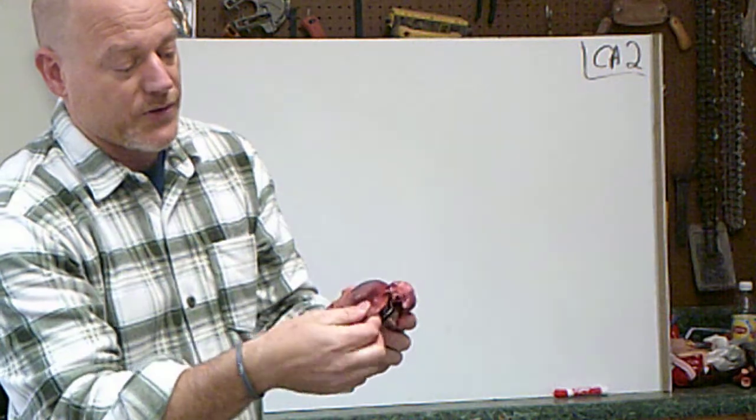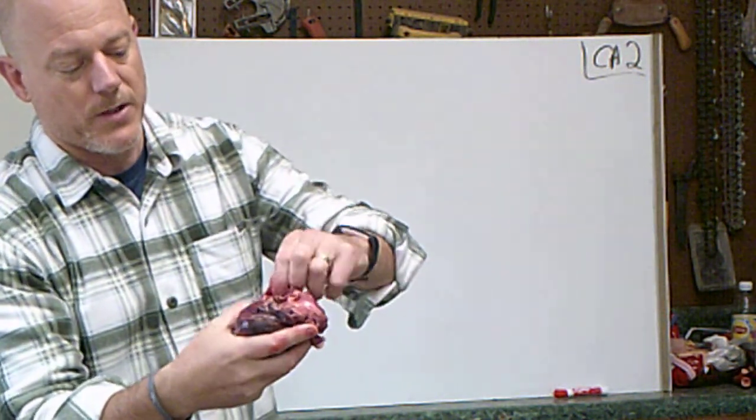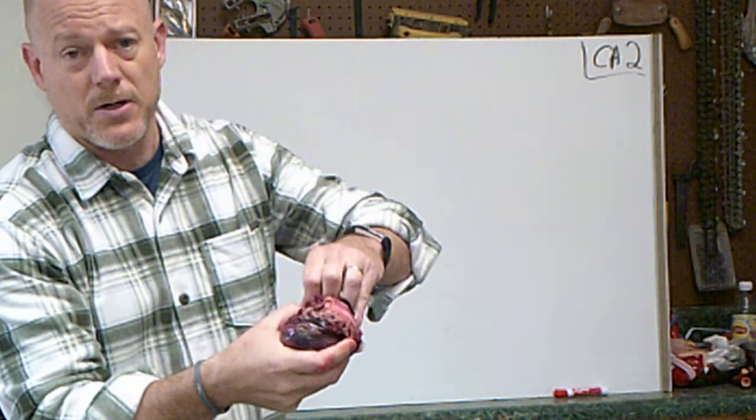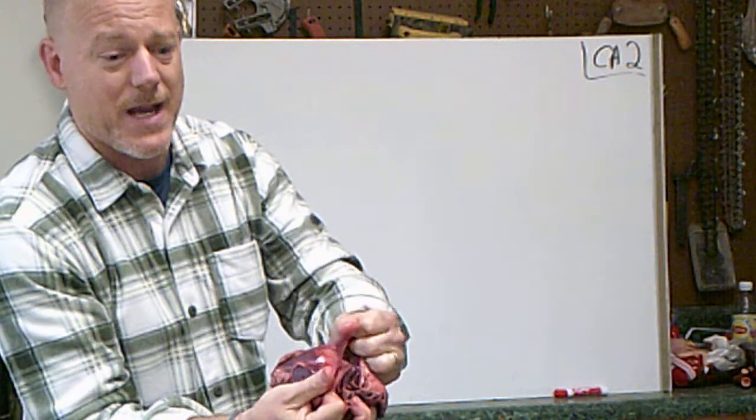According to your book, those 3 membranes, which we're going to take off here in a second, we're going to write them down, are called the fibrous pericardium, the parietal pericardium, and the visceral pericardium, which is also known as the epicardium.